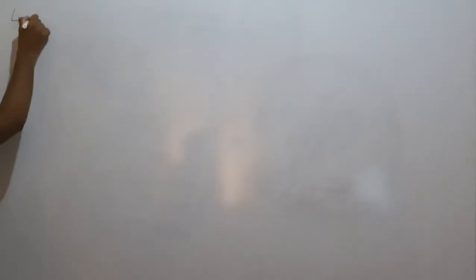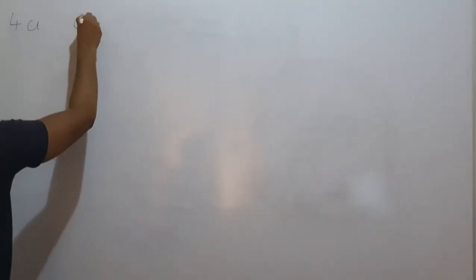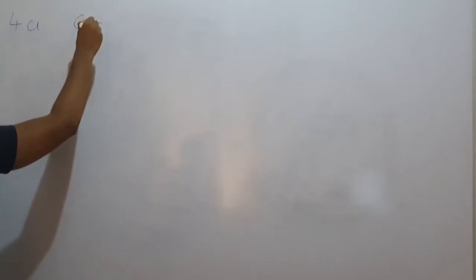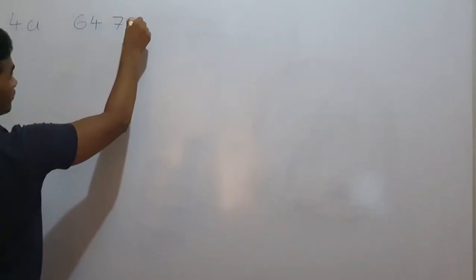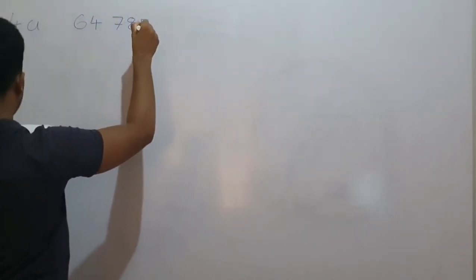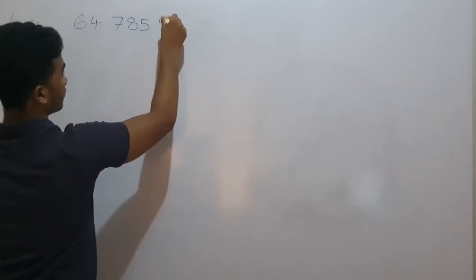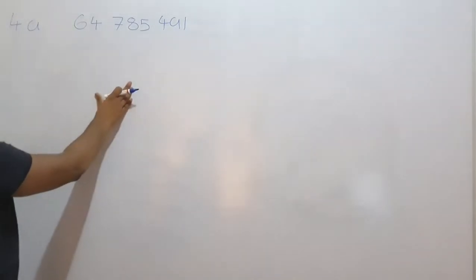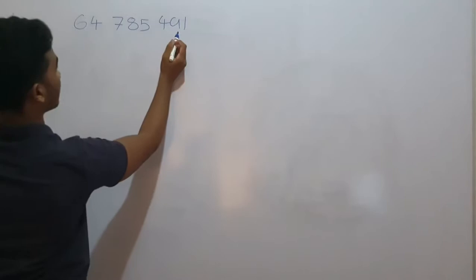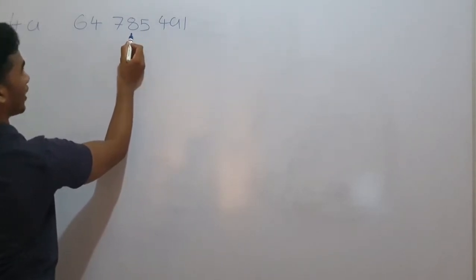So the fourth question. Part A. They are telling you to write 6,4,785,491 correct to the nearest million. So we know million has 6 zeros. 6 zeros mean we'll count 1, 2, 3, 4, 5, 6.